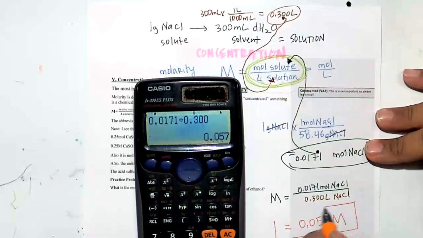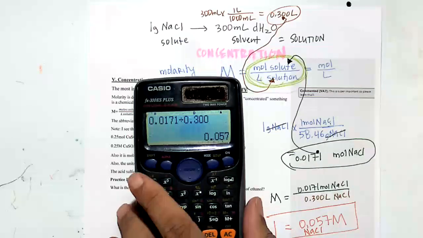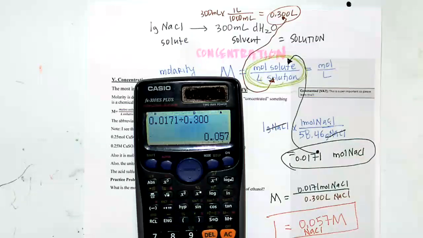And this is what we want to put in our bottle. 0.057 molar. What do we call this? We call this molar. Molar. 0.057 molar. All right, have any tape? There's no tape. Oh.